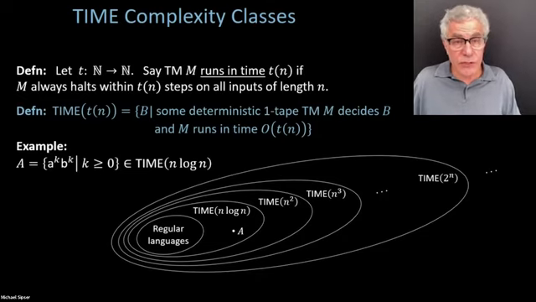Somebody's asking a more advanced question. Is there some function t so big that time t of n gives you all of the decidable problems? It would be a very big t, but the answer to that question is actually yes. That's a little bit exotic, so let's not spend a lot of time on that right here, but I'm happy to talk about that offline.